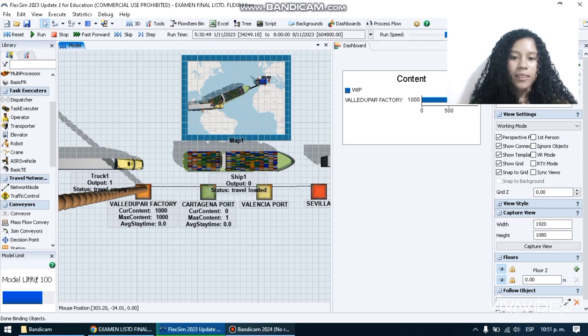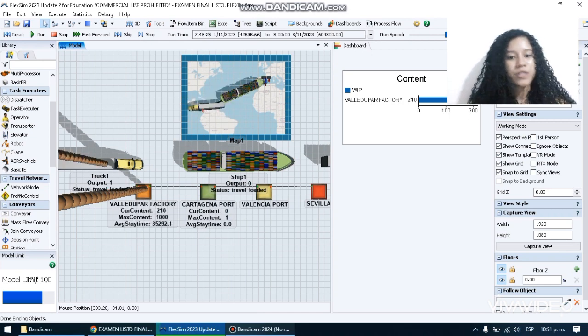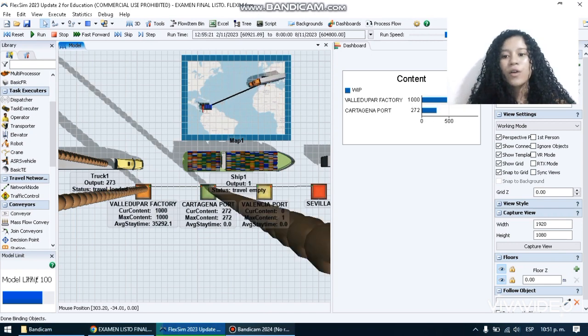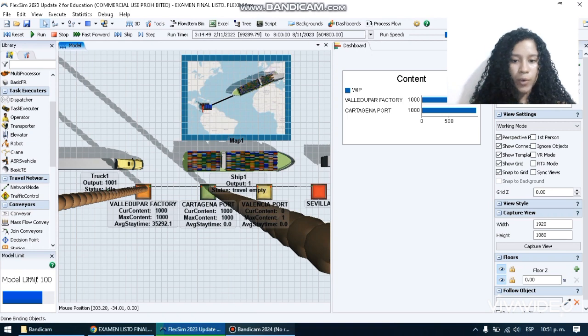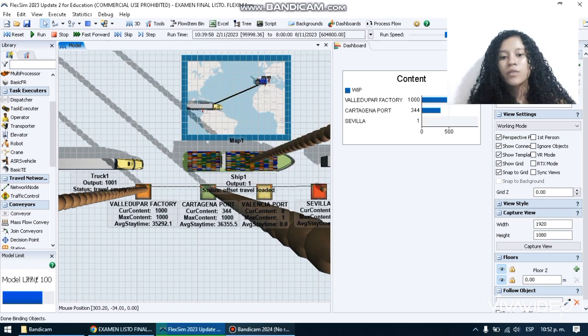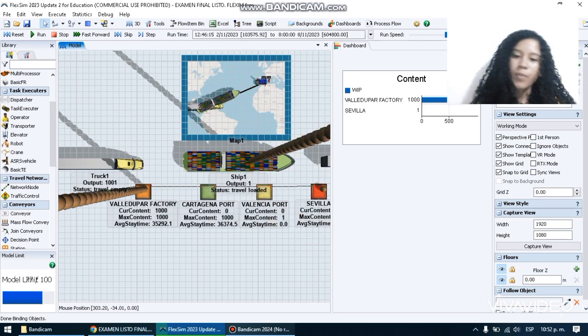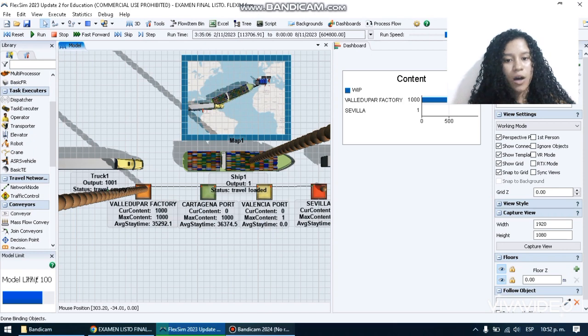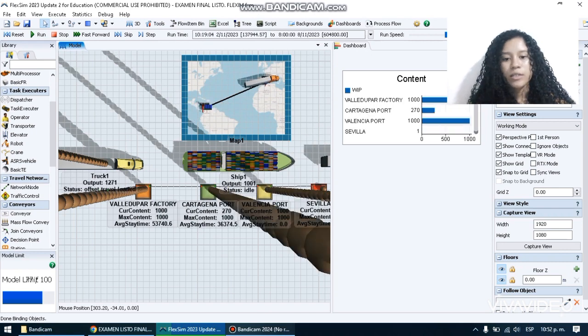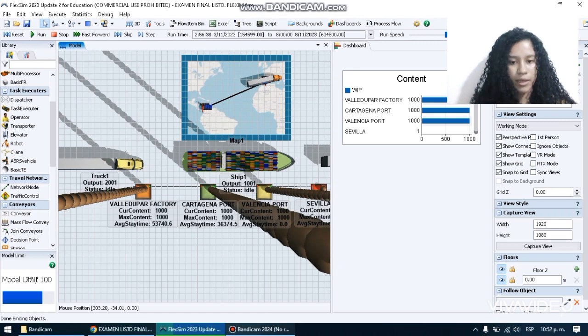Okay, the means of transport that would be used in this simulation of this order are: from Valledupar to Cartagena port by road, the time is around 5 hours and 30 minutes. From Cartagena port to Valencia port, there is a duration by ship of 11 to 26 days. And finally, from Valencia port to Seville city, by road it is 6 hours and 30 minutes.